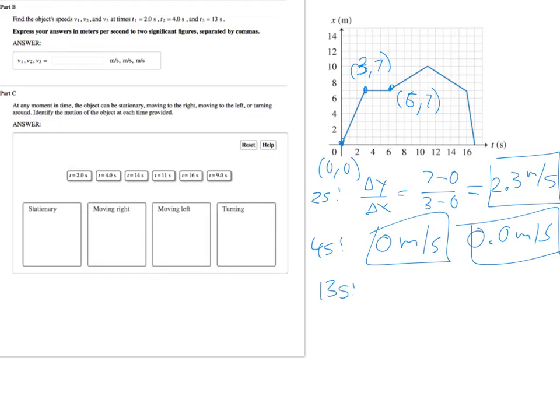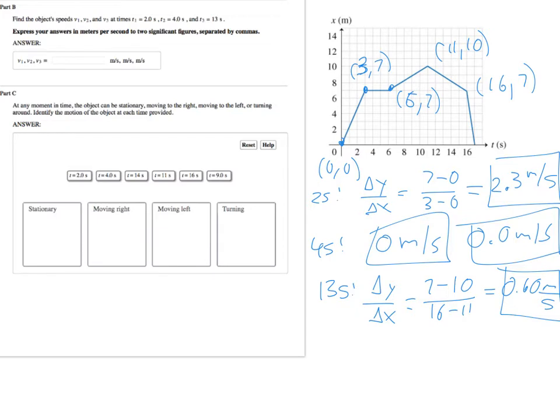And then for that last one, at 13 seconds, I'm looking in this region of the graph here. And so I'm going to pick my points here. So we have 11, 10, and we have 16, 7. So same thing, change in y over change in x. And we end up getting 7 minus 10 over 16 minus 11, which ends up being negative 0.60 if we're doing 2 sig figs.